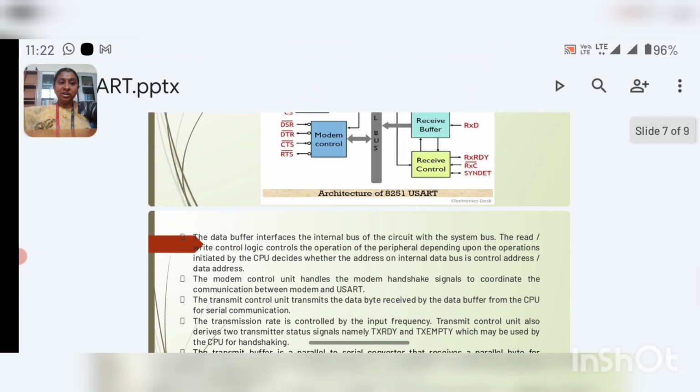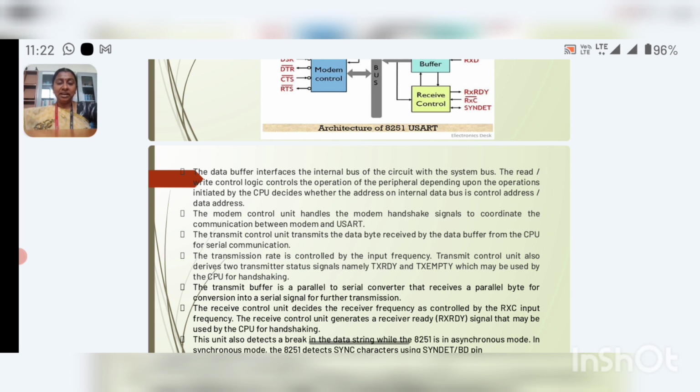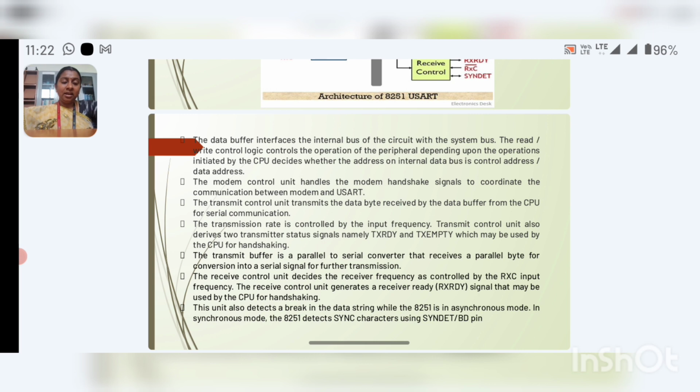Next one is the transmit control unit. Here the transmit control unit is mainly used to control the input frequency, and it also addresses transmitter signals, that is TX RDY and TX EMPTY. TX RDY is transmitter ready and TX EMPTY means the transmitter is empty. Next is the transmit buffer. It is a parallel to serial converter that receives a parallel byte for conversion into a serial signal.